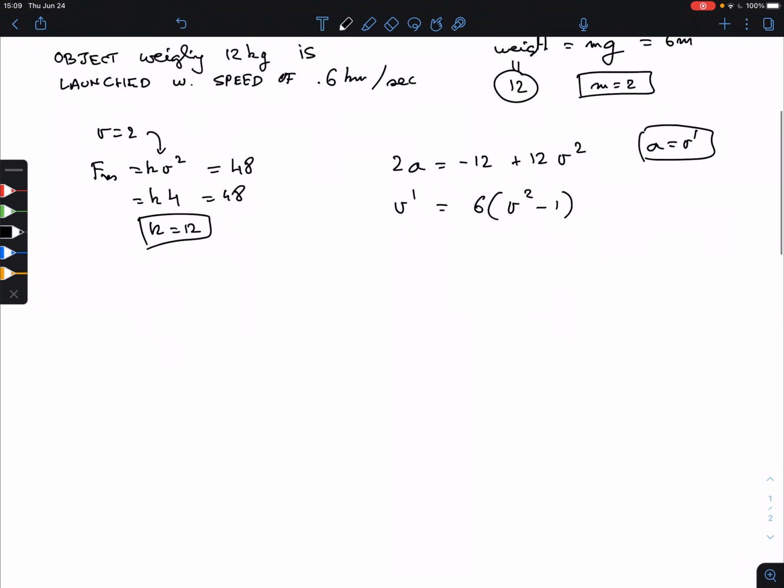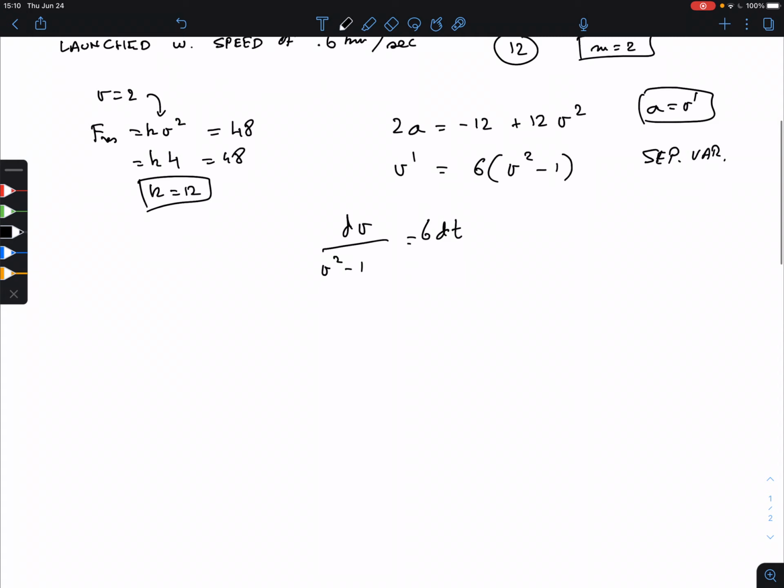Okay, so this is a simple separated variables equation. It's not a linear one, by the way, because of the square here. But it is separated variables. So we do that: we get dv over v squared minus 1 is 6 times dt. The t is the variable here. And so I bring all the v's to the one side and all the t's, which are not there, to the other side. And then I integrate. So now we have to integrate 1 over v squared minus 1.